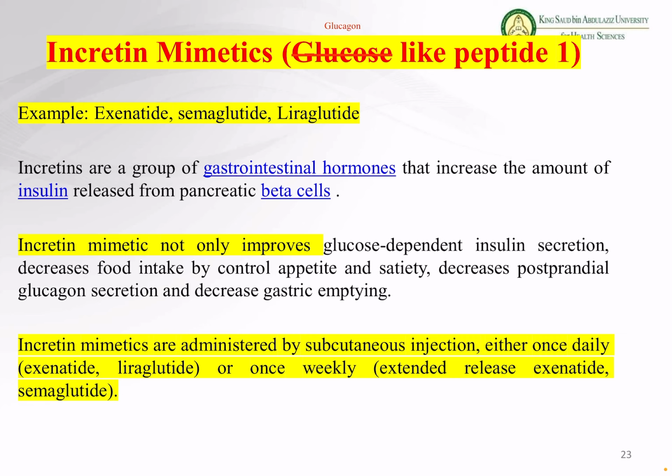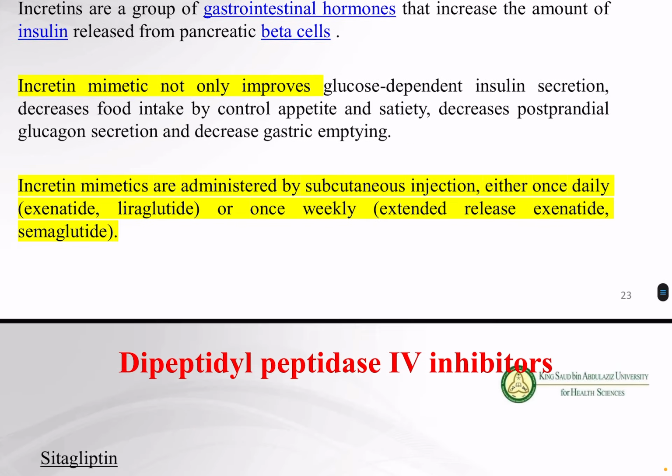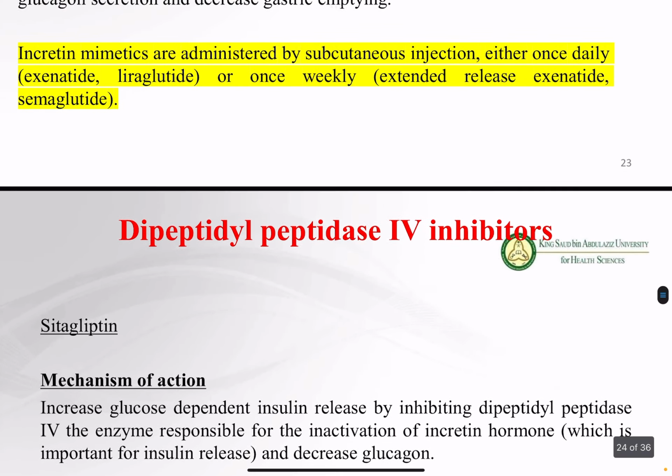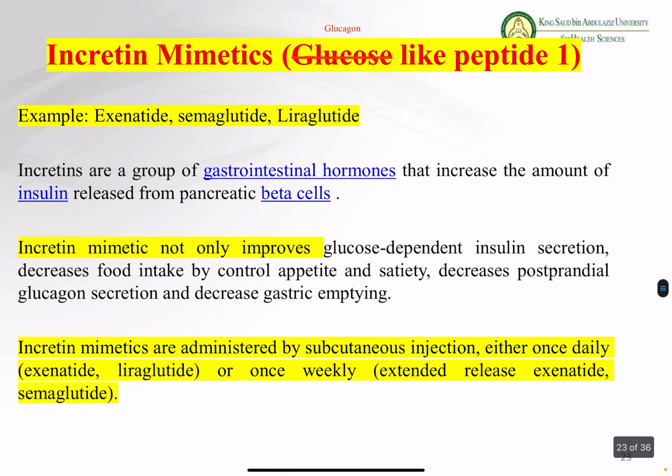Got it? So we stop here. How many slides are left more? 36, 30. Yeah. So inshallah we will start with another class, the DPP-4 inhibitors, next time inshallah. Okay. Yes please. Any questions?